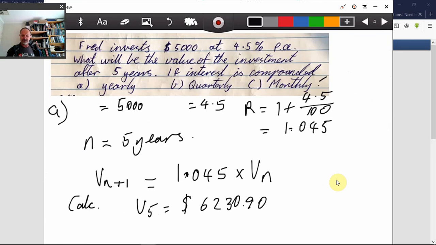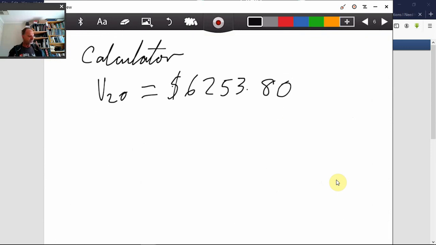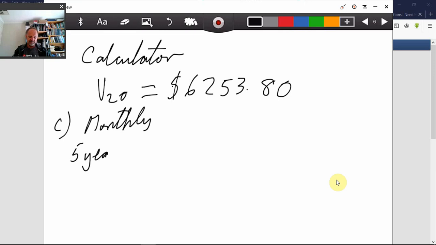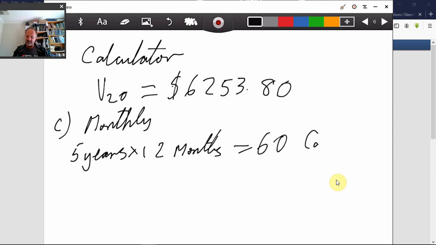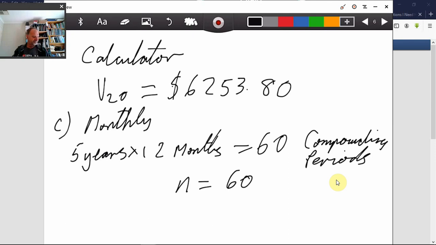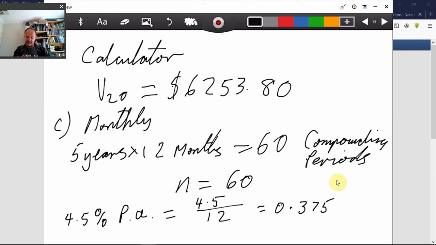All right, last one, monthly. So C for monthly. So we've got 5 years times 12 months, which is 60 compounding periods. All right, so N is 60. R, well, it's 4.5% per annum, and the compounding periods every month, so there's 4.5 on 12, which is 0.375 per month.